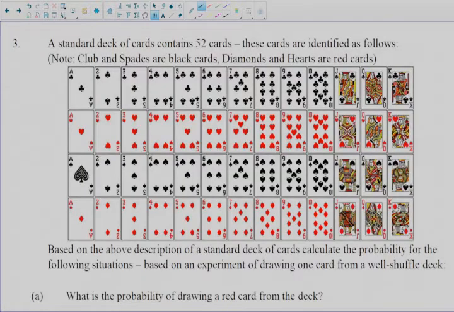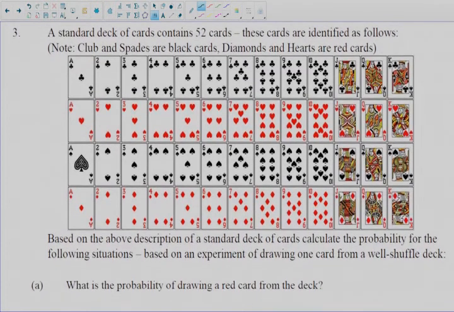Now for the next question, we're going to be dealing with a standard deck of cards. I'm not sure how many of you have played card games. It seems that card games aren't as popular as they used to be before, but they are still played quite a bit. Solitaire, for instance, is a game that a lot of people play, or euchre.